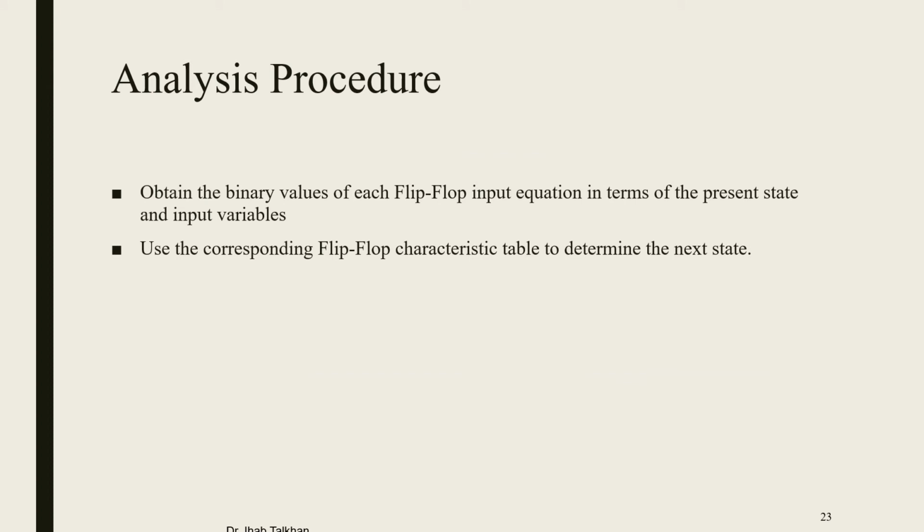Based on the characteristic table given in the previous slide, the analysis procedure is that you have to obtain the binary value of each flip-flop input equation in terms of the present state and input values. Then use the corresponding flip-flop characteristic table to determine the next state. So this is the procedure. As long as you have the characteristic table, you can predict the value of the next state, as mentioned in the previous slide.